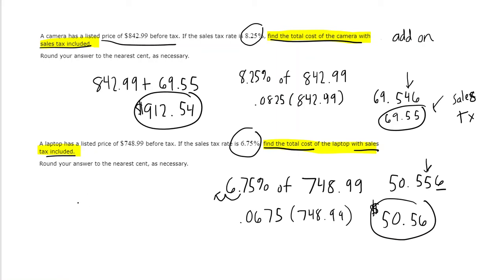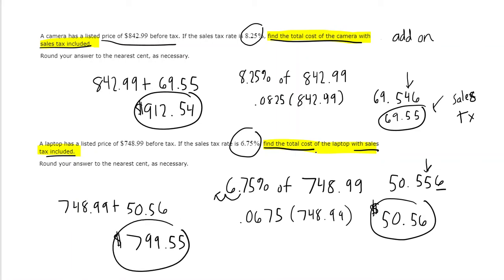Okay, now remember we are finding the total cost with sales tax included. So we now have to take our listed price of $748.99 and add on the sales tax. So $748.99 plus $50.56 is going to give us $799.55. Okay, so remember that sales tax is always an add-on.